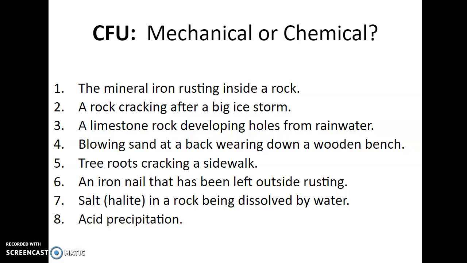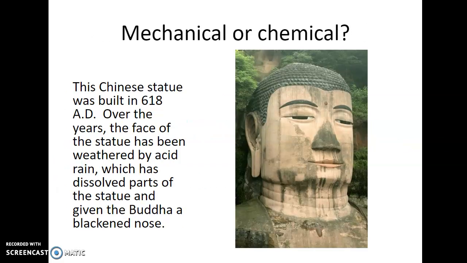So now that we've gone through that check for understanding, we're going to do a little more practice. So this Chinese statue was built in 618 AD. Over the years, the face of the statue has been weathered by acid rain, which has dissolved parts of the statue and given the Buddha a blackened nose. Is this mechanical or chemical? If you said chemical, you are correct. So what happens is the acid rain will dissolve the rock. So it's mixing with the water and changing the chemical composition, and therefore it is chemical weathering.